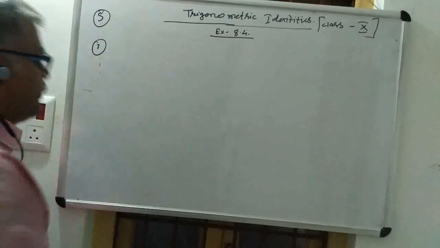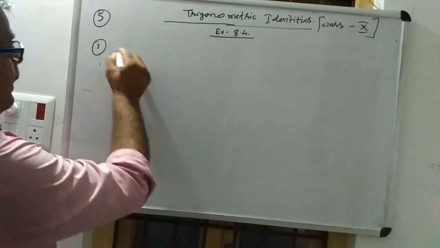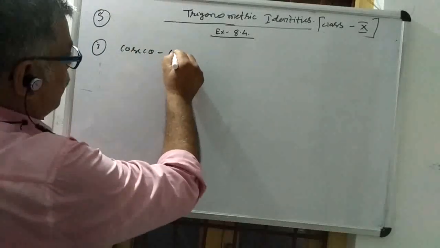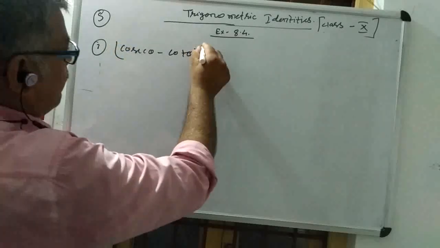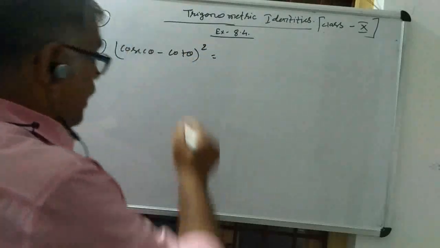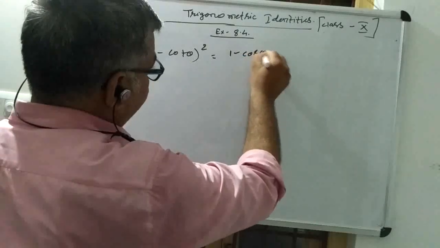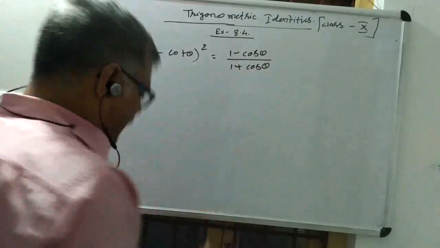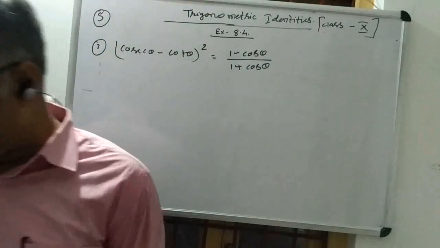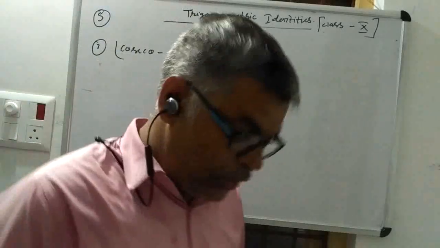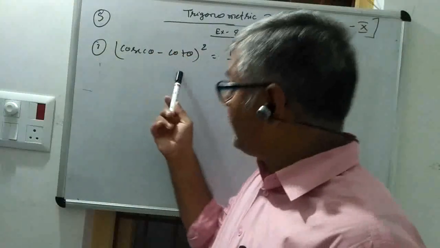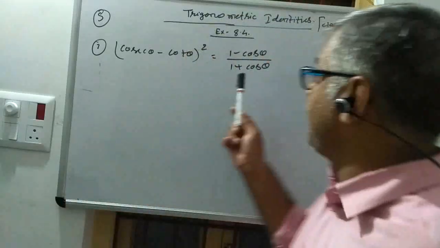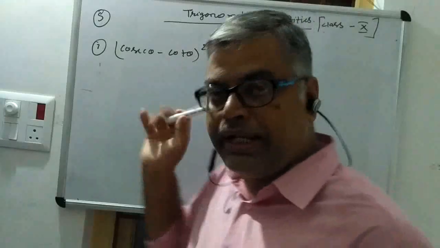question number 5, and the first question is (cosec theta minus cot theta) whole square equals (1 minus cos theta) by (1 plus cos theta). This is an identity which you need to prove. It means that you can take LHS and derive RHS, or you may take RHS and derive LHS.